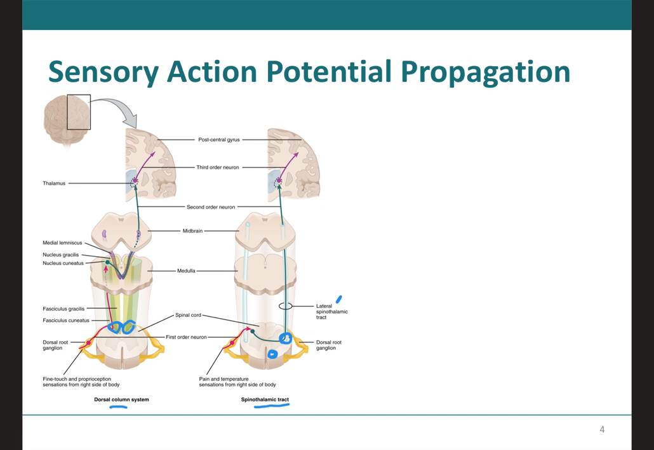So let's talk about the dorsal column first. We can see that we have a neuron or a neuronal cell body located in the dorsal root ganglion, represented here in red.